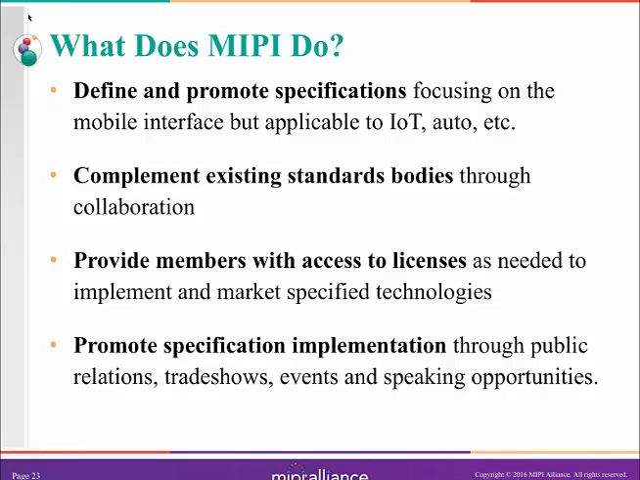What do we do? We define specifications and promote those specifications. That's really our primary reason for being, developing specifications for mobile interfaces, but they're also becoming over the years more applicable to IoT and auto and wearables. It's amazing where MIPI specifications are being implemented today. We do work with other existing standards bodies, both to coordinate and to enable those organizations to refer to MIPI specifications. We provide the members with access to the specifications as well as the license to those specifications to implement the technologies. And then we also promote the specification implementation of our members in the marketplace, and that's an important activity for us as well. If you go to the next slide.